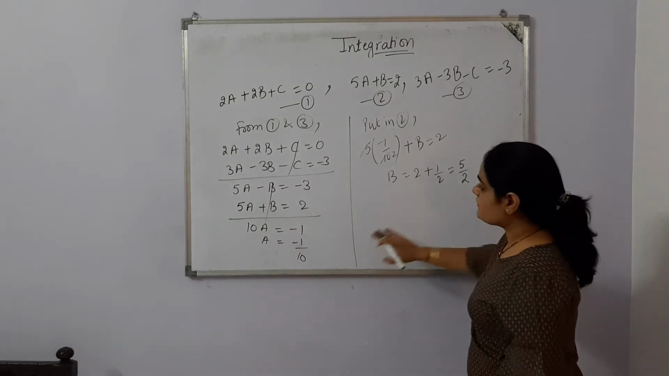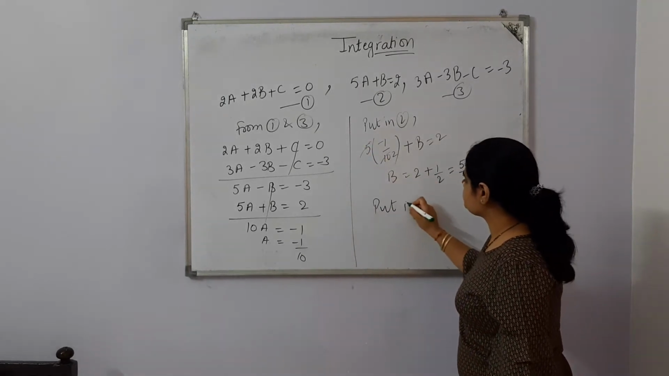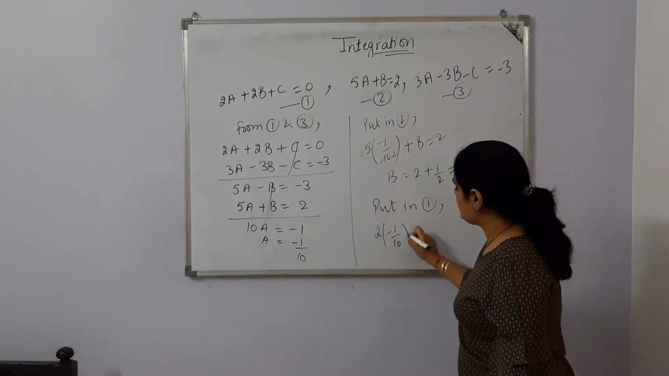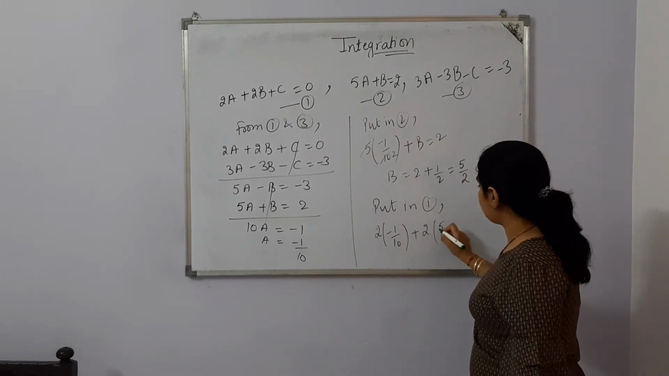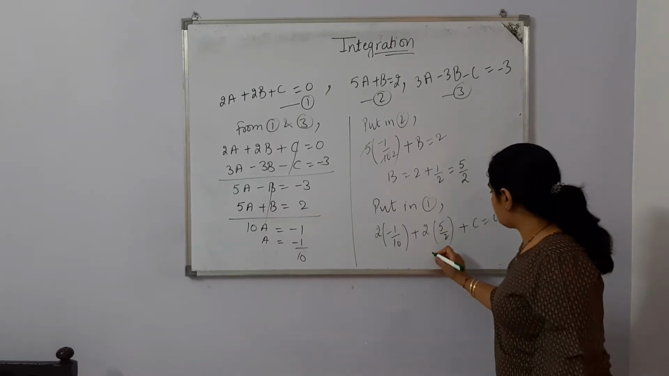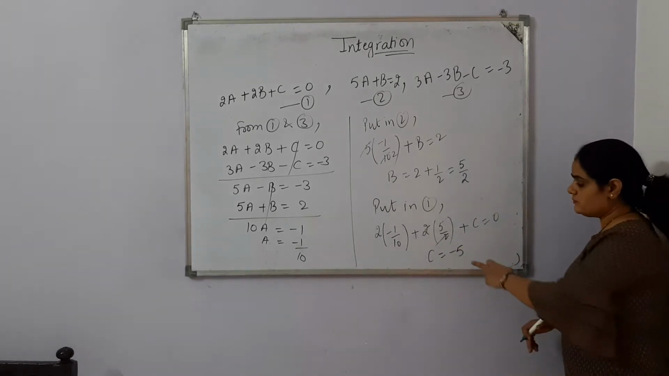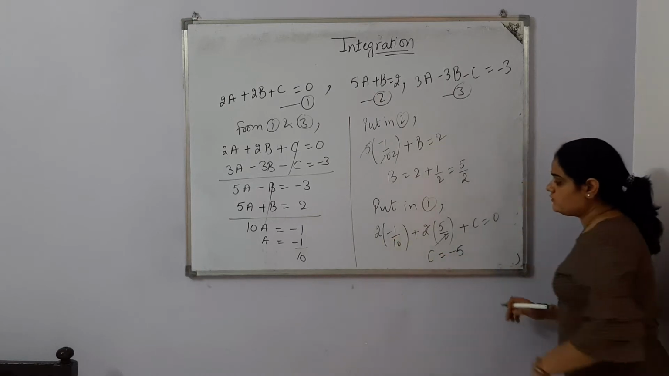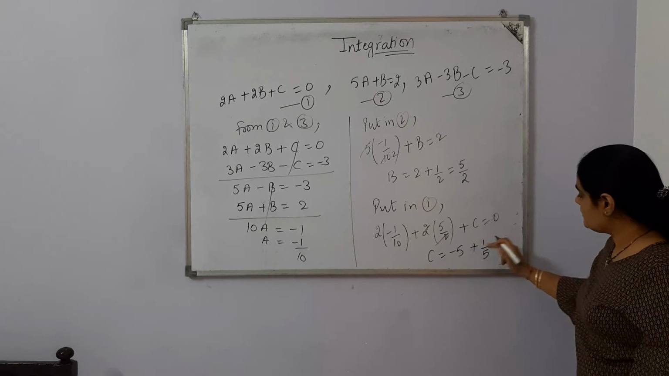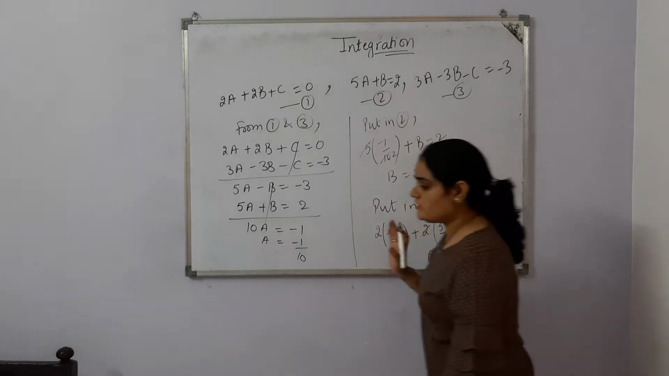Now we have the values of a and b. Can we substitute in equation 1? 2 into a plus 2 into b plus c equals 0. So c is plus 5. When it goes to the other side, it becomes minus 5. It is minus 1 by 5. When it goes to this side, it becomes plus 1 by 5. So it is minus 24 by 5. Now we have the values of a, b and c.